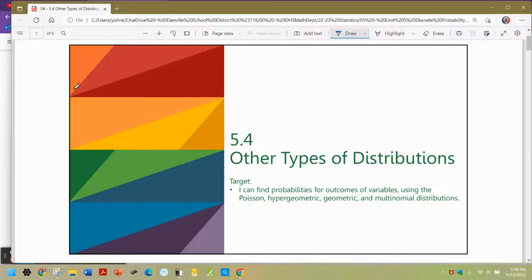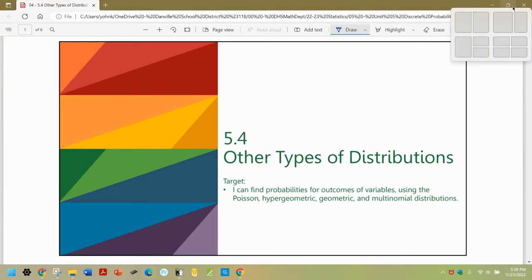Hey kids, welcome to section 5.4, other types of distributions. Today we're going to learn how to find probabilities for outcomes of variables using four new different distributions: Poisson, hypergeometric, geometric, and multinomial.